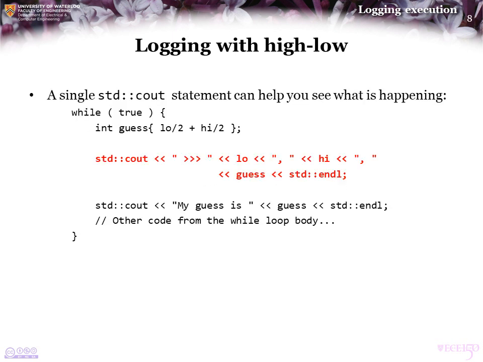Well, let's add a single cout statement that logs the data. So here I have a cout statement. I put a few greater than symbols just to indicate that this is output from the log, and then I print the local variables low, high, and the guess. All right, so now I can rerun the program, but now every time I print out a guess, I will also, prior to that, print out the values stored in these three local variables.